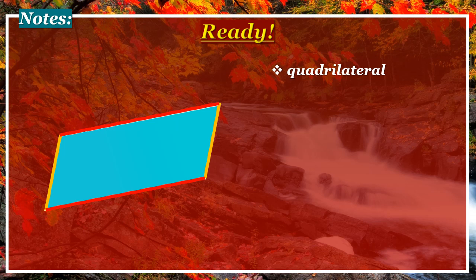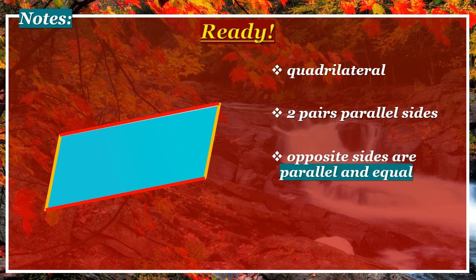What else is so interesting about this shape? Let's look. Notice it has a pair of parallel sides going in the same direction. And look, there's another pair of parallel sides going in the same direction. So it has two pairs of parallel sides. Notice too that the opposite sides are equal and parallel. This shape is what we call a parallelogram.